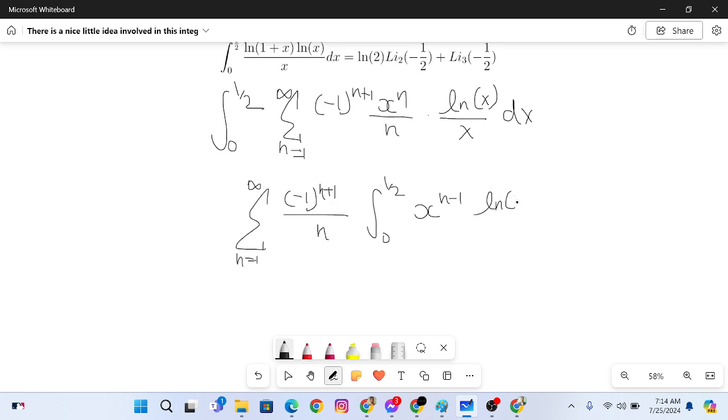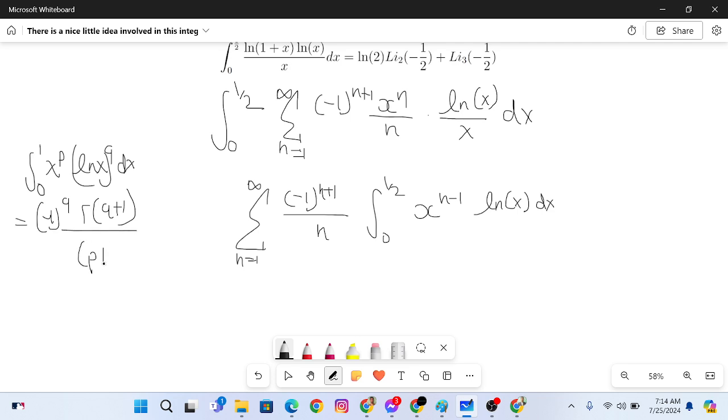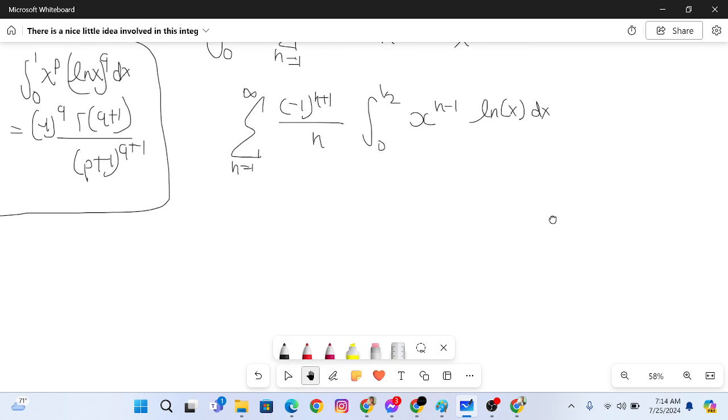Now at this point I will show you something that will be really helpful while solving the problem. In the cases where we had the integral from 0 to 1 of x^p (ln x)^q, this was a standard integral which could be solved using the gamma function, and its solution was (-1)^q Γ(q+1) / (p+1)^(q+1). But over here in the integral that we have, it's slightly different, because the limits of integral are not from 0 to 1, but from 0 to 1/2. So it will be slightly different.